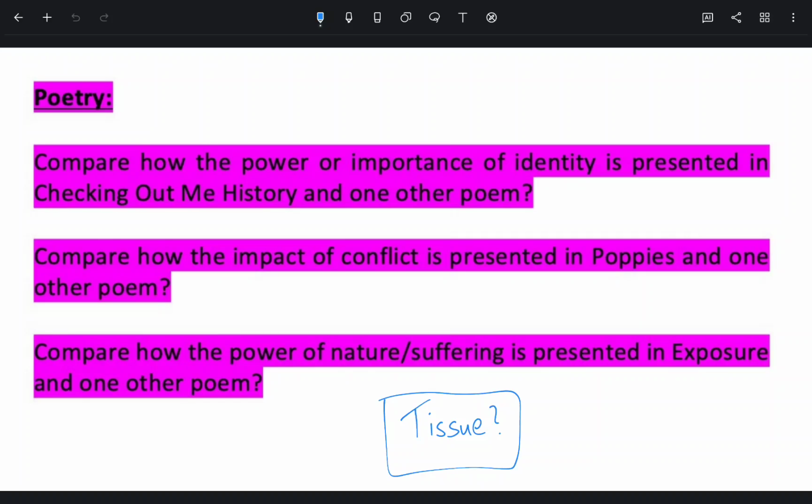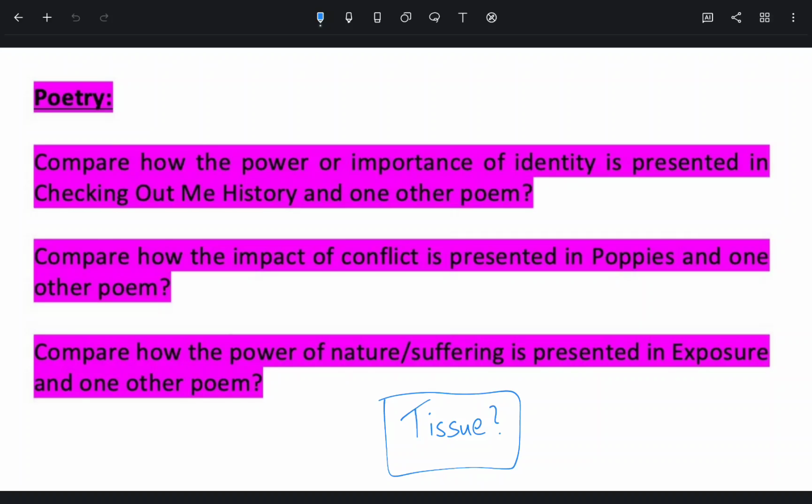And last but not least, the question of Tissue, right? So the question I get every single year, and if I could get £1 for every time I'm asked this, I'd probably have a mansion somewhere in LA. Now, Tissue.